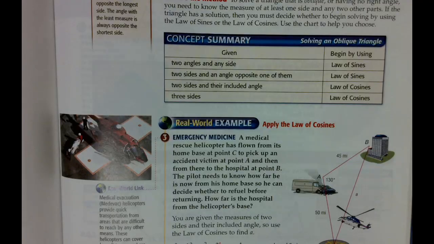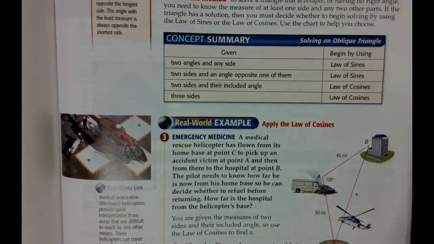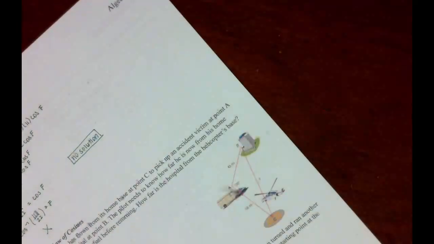Once you have a pair, law of sines it is. Other than that, law of cosines. Okay, so then let's move on to our last example.